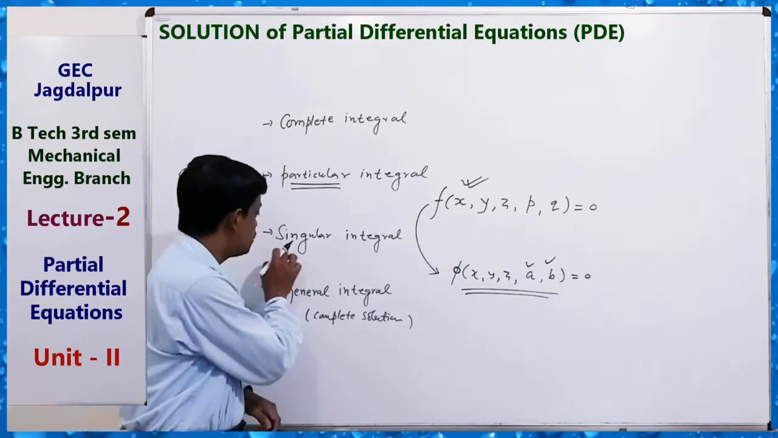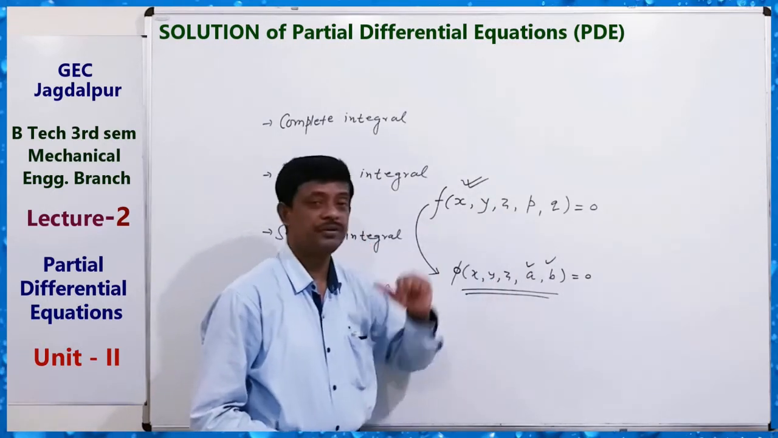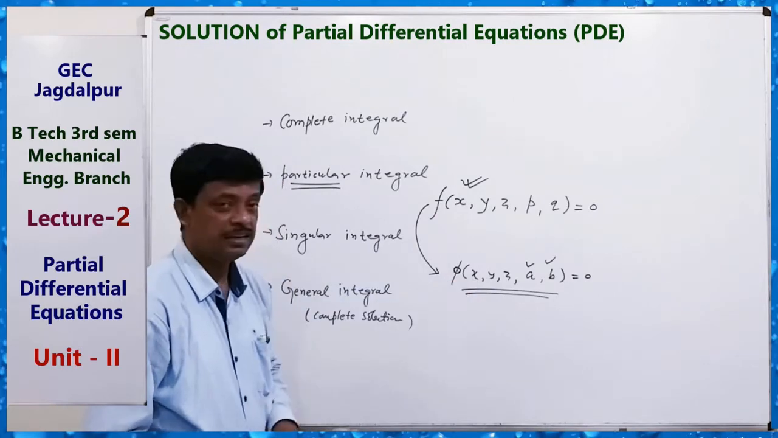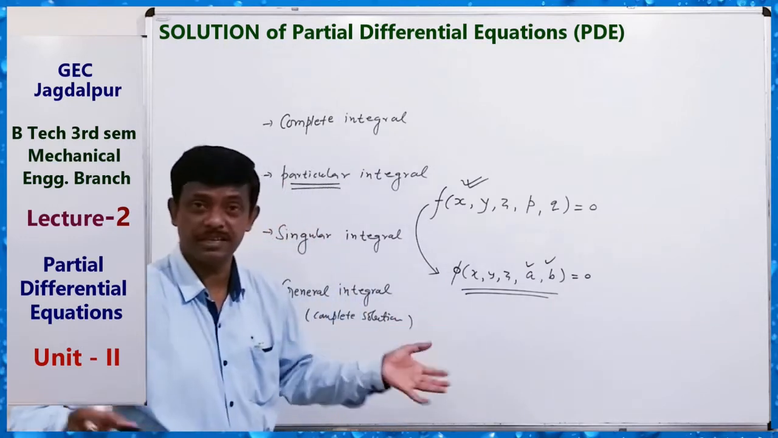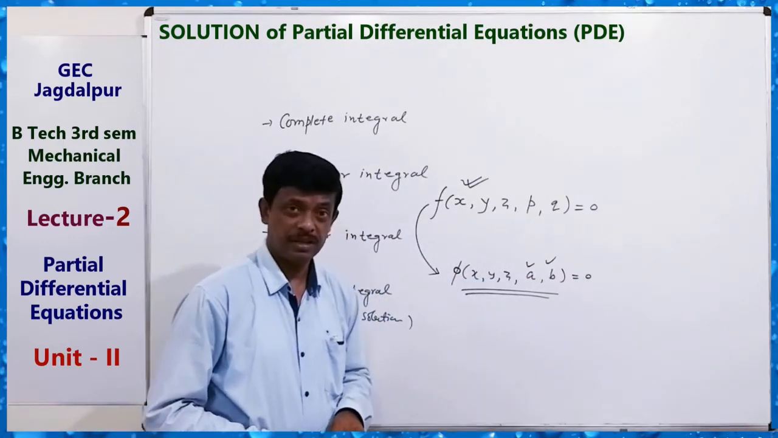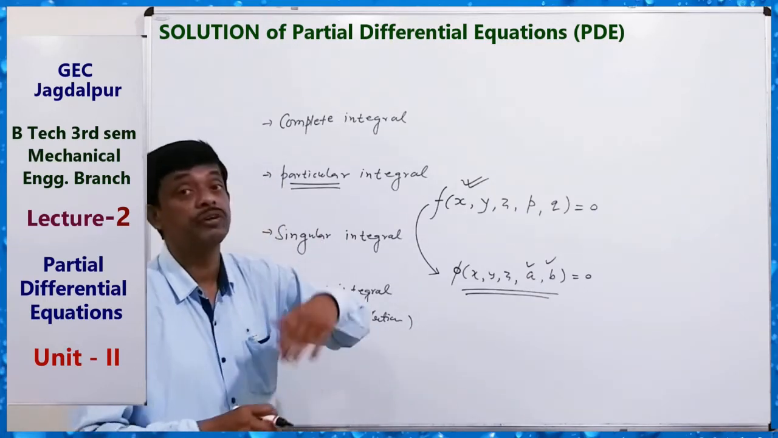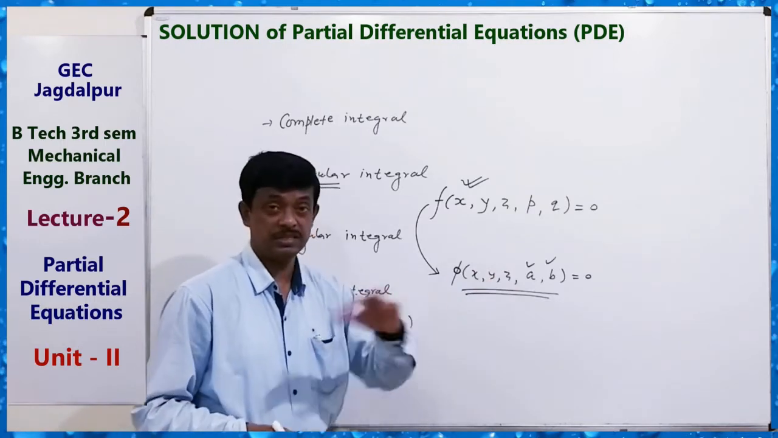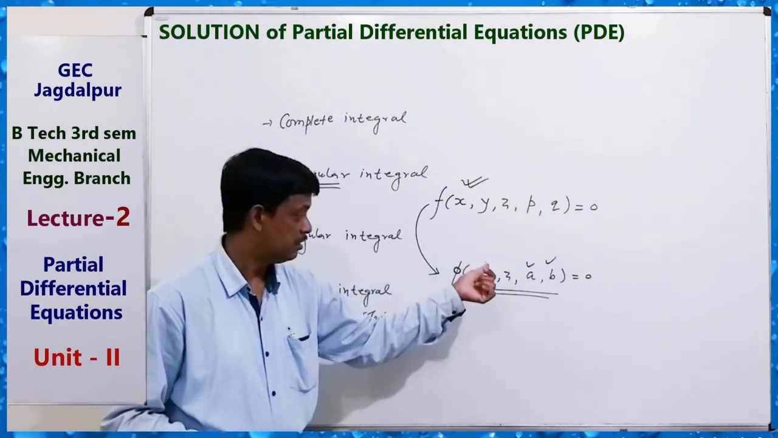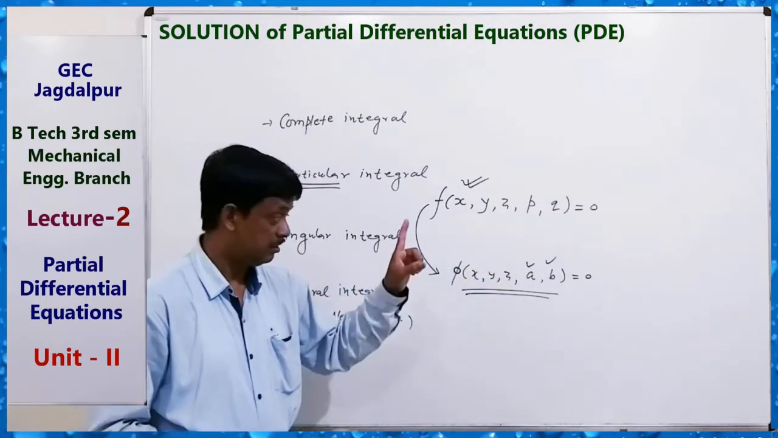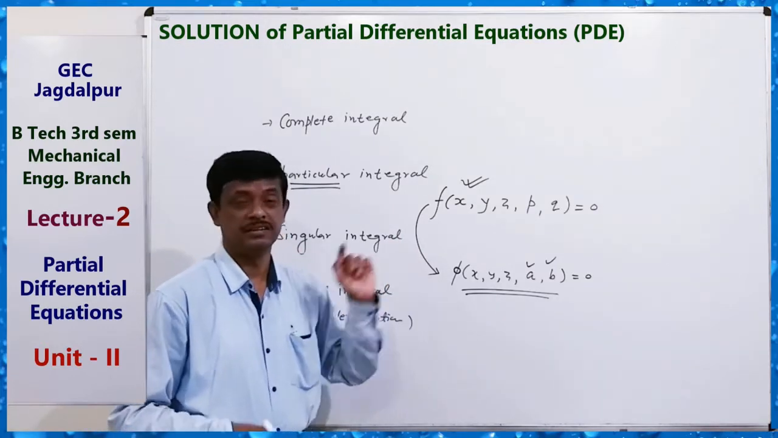Now, the singular solution. If this is a solution of the partial differential equation, taking a and b as parameters, then this represents a family of surfaces. We find the envelope of the family of surfaces, that is, a surface that touches every surface represented by this family. That is called the singular integral.